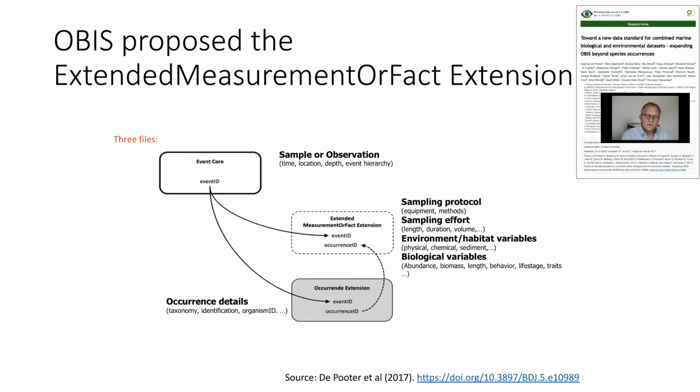So we had to agree on a data structure to accommodate these additional attributes, but we want to stick to Darwin Core's data standards. So we are very much promoting the use of the event core in combination with the occurrence extension for the occurrence details, and the extended measurement or fact extension for all these sampling facts: the measurements, abiotic and biotic measurements, as well as sampling protocols and sampling effort. All the time information and location information can go into the event core.